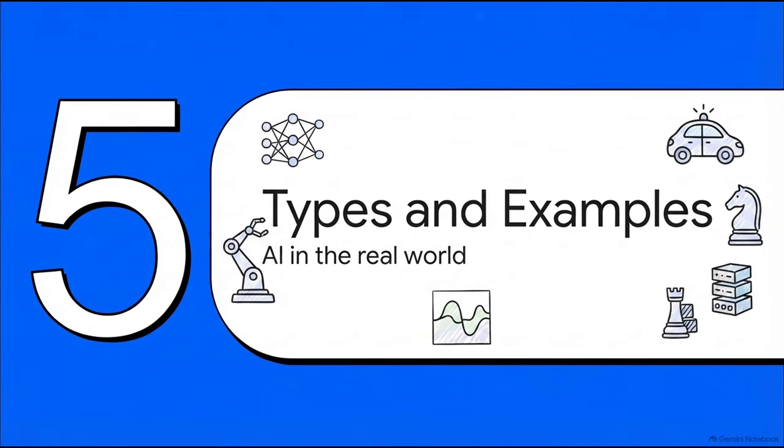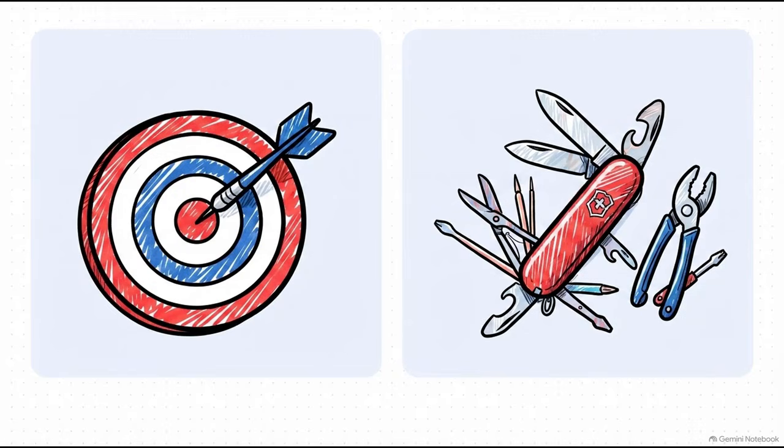Section 5, types and examples. It's super important to understand that everything we interact with today is what we call narrow AI. Narrow AI is designed to do one specific task brilliantly, like playing chess or translating a language, but it cannot operate outside that single domain. A chess AI has absolutely no idea how to cook you dinner.